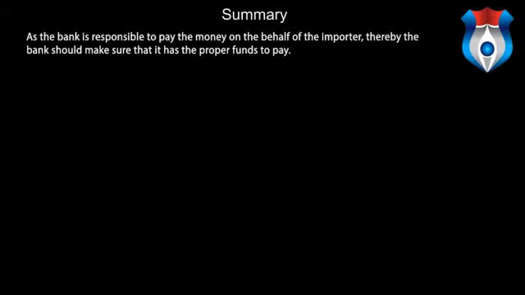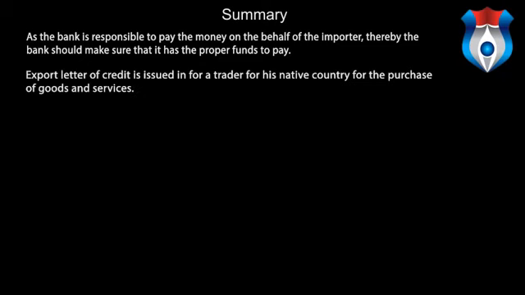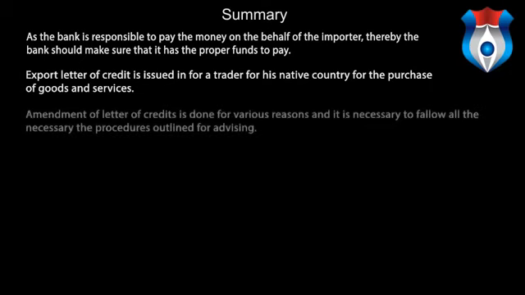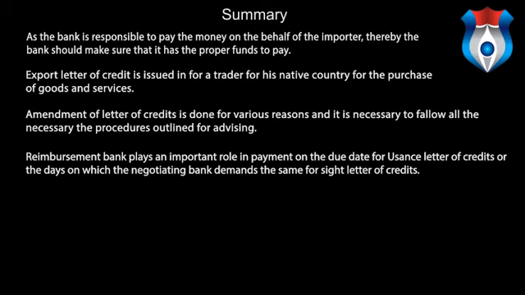Now in the end, let us summarize what we have learnt in this lecture. As the bank is responsible to pay the money on behalf of the importer, the bank should make sure that it has the proper funds to pay. An export letter of credit is issued for a trader in his native country for the purchase of goods and services. Amendment of letters of credit is done for various reasons, and it is necessary to follow all the necessary procedures outlined for advising. The reimbursement bank plays an important role in payment on the due date for usance letters of credit, or the days on which the negotiating bank demands the same for sight letters of credit.